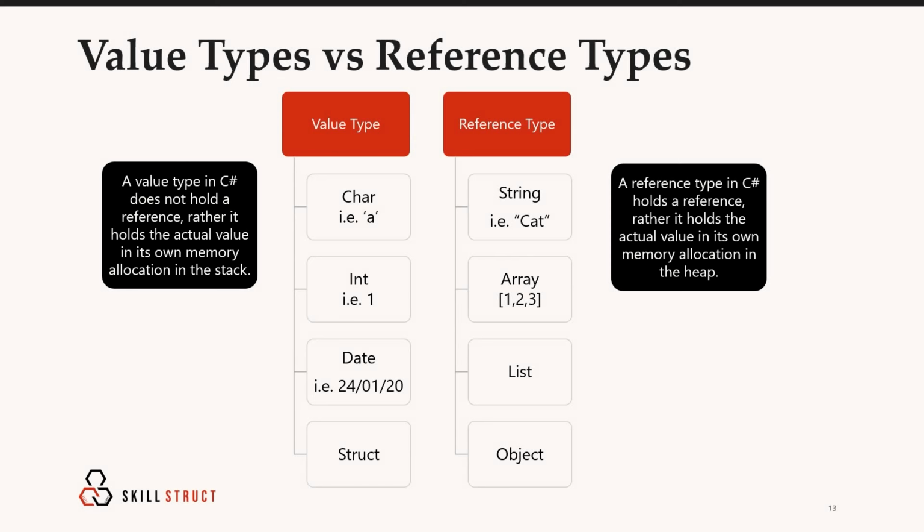And the reference types normally are associated with the heap. The difference there is rather than holding the actual value itself, it references something to the actual value, which is on the stack. So reference types are strings, arrays, lists, and objects. And in terms of an analogy, imagine you have a book on how to program.